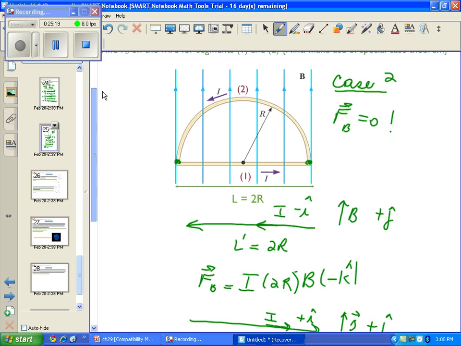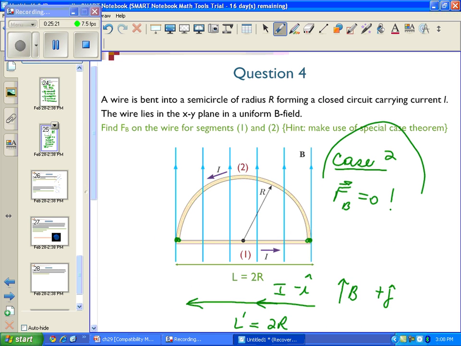But if we would have recalled case 2, it already told us that when the loop is closed, there is no magnetic force on the loop.